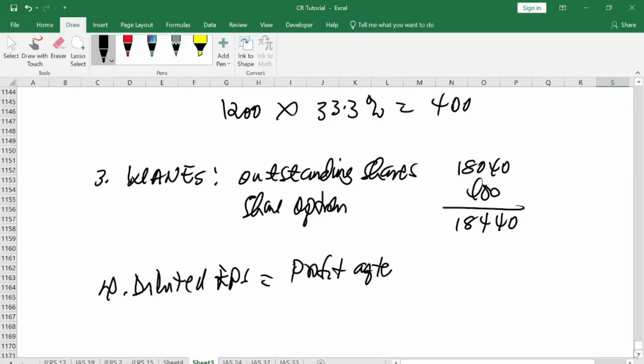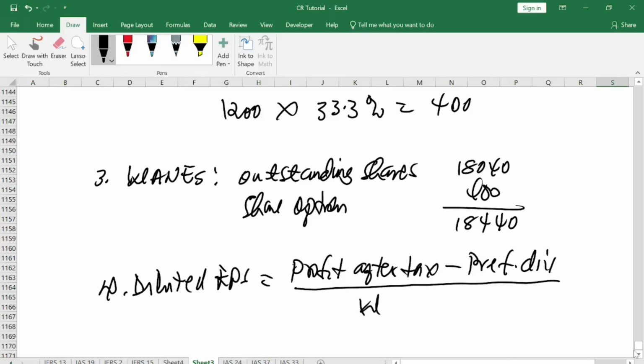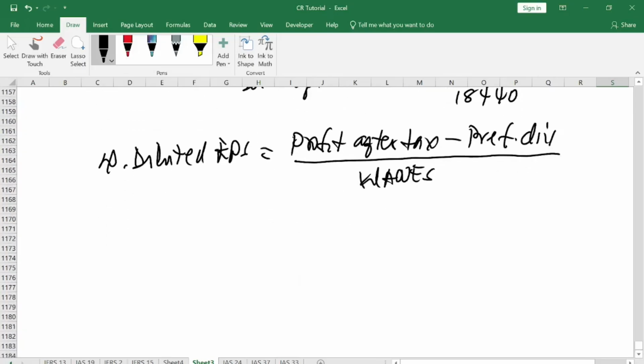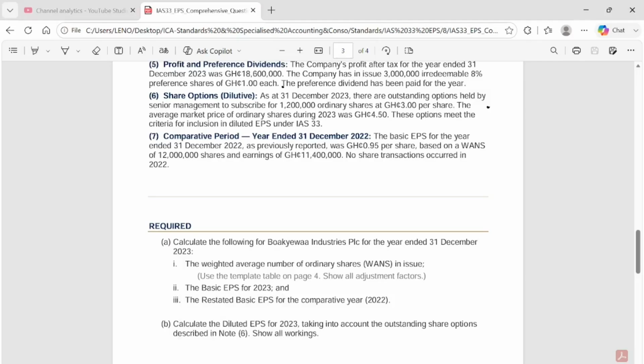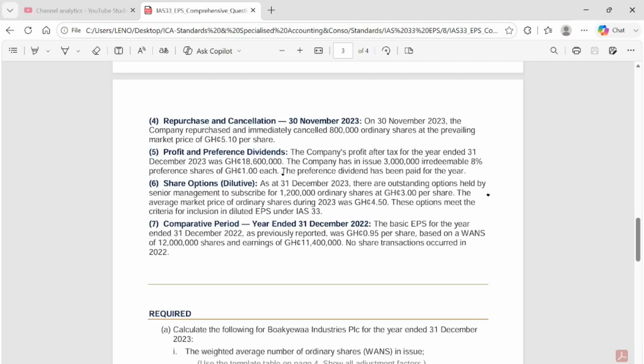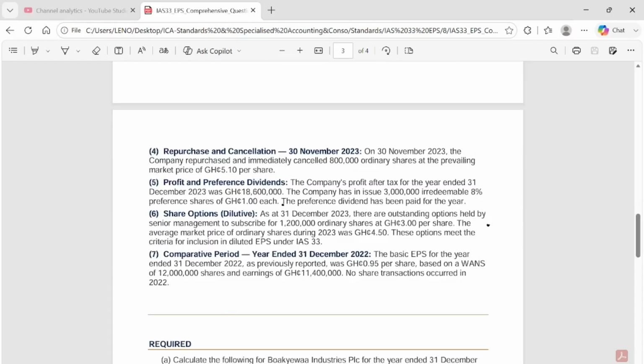So you can calculate your diluted earning per share to be your profit after tax less preference dividend, all divided by your WANS. What is our profit after tax? Check here. It is in the question. They've given us our profit. How much is our profit? Okay, so 0.5. They've given us a profit of 18.6.